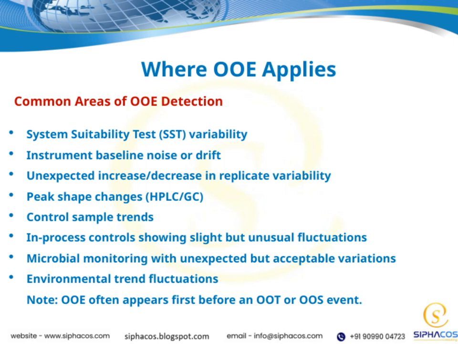Microbial monitoring may show unexpected variations, but as long as they remain within acceptable limits, they might not be a cause for concern. Lastly, environmental trend fluctuations, such as temperature or humidity changes, can impact your results as well. It's important to note that often, out-of-expectation events, or OOE, tend to appear first, sometimes as a subtle sign, before you observe out-of-range or out-of-spec events. Recognizing these early indicators helps us catch potential problems early, ensuring the integrity of our testing and overall quality.